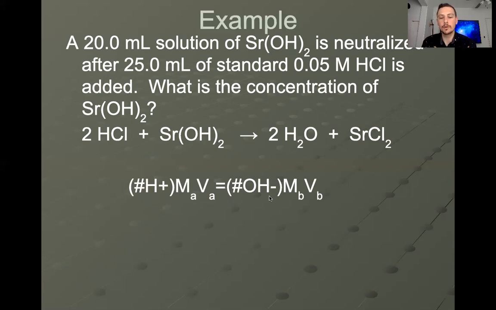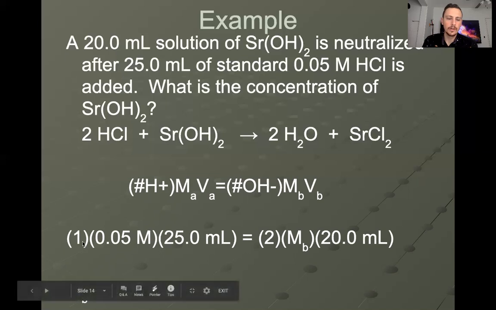On the right, we have number of hydroxide ion, molarity of our base and volume of our base. So if we look for number of hydroxide ion, strontium hydroxide has 2 hydroxide ions here, so we'd plug in a 2 into this variable. The molarity of our base is what we're trying to find, right? The question says, what is the concentration of strontium hydroxide? So Mb is our variable here. And then Vb, the volume of our base, they tell us we have 20.0 milliliters of strontium hydroxide, so that would go in for Vb.